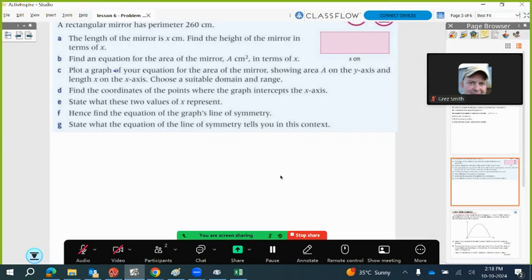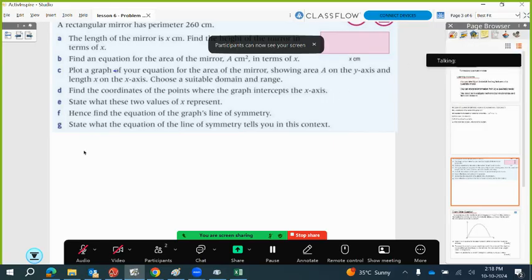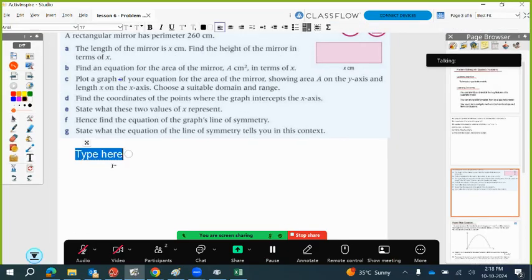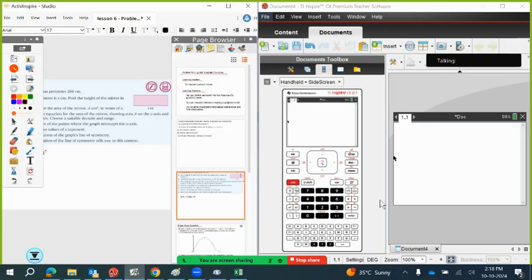Okay, so we need to graph this. We have the function, we just type the function. We're at the point for question 3, for part C, where we have A is equal to 130x minus x squared. We want to graph this. This is a difficult graph to draw. So I'm going to pull up my graphing calculator.